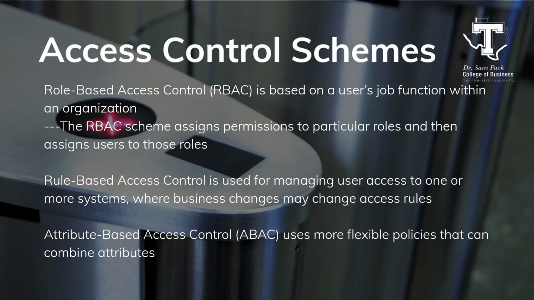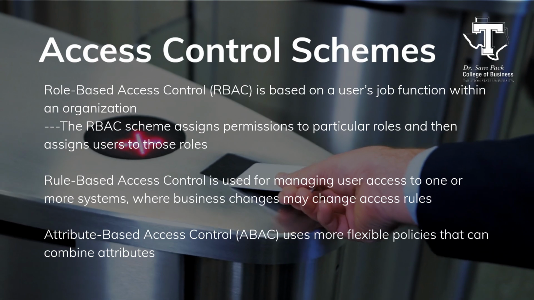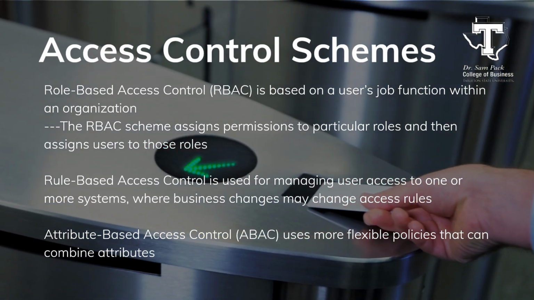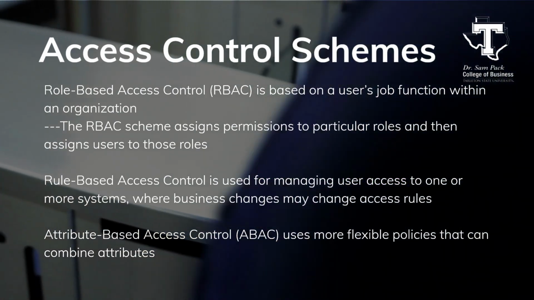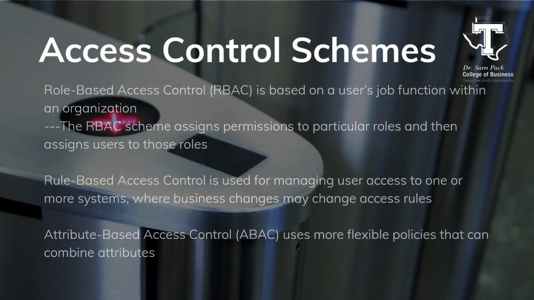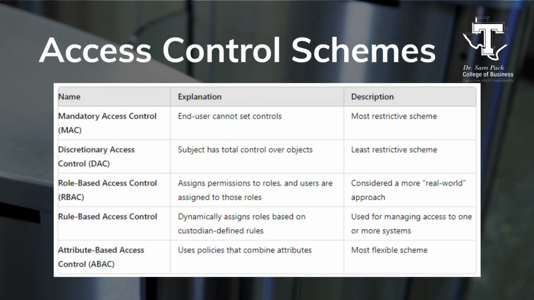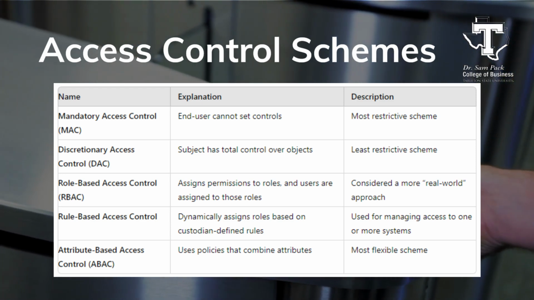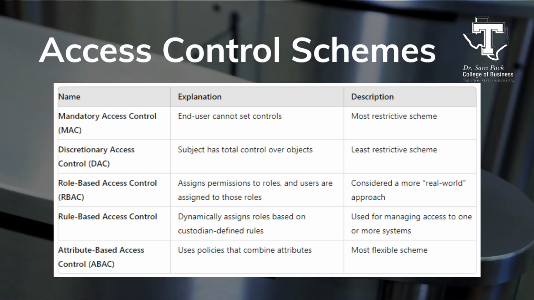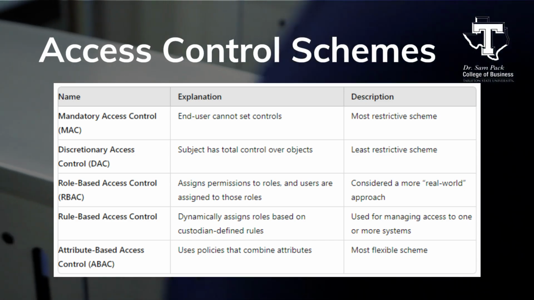Next is rule-based access control. This is handy when you need to manage access based on certain rules or conditions that can change with business needs. It's like setting up rules for who can access what under different circumstances, making it adaptable to shifting business environments. Lastly, there's attribute-based access control, ABAC.